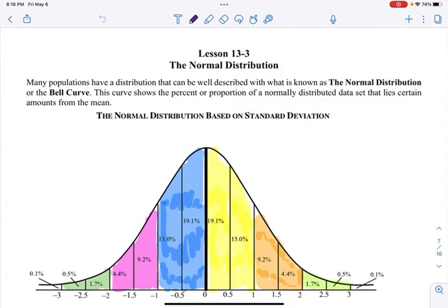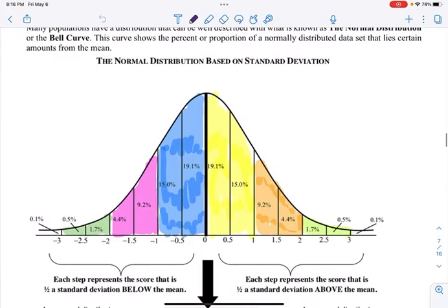So this is a big part of statistics for Algebra 2. Lots of questions on the regions. So many populations have a distribution that can be well described with what is known as the normal distribution or the bell curve. The curve shows the percent or proportion of a normally distributed data set that lies certain amounts from the mean. So this is a normal distribution based on standard deviation.